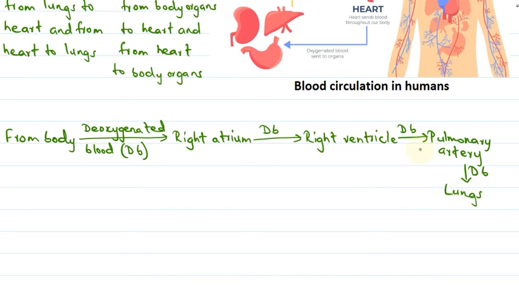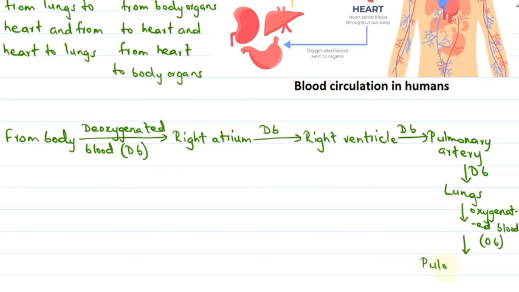So this deoxygenated blood that was rich in carbon dioxide now gets oxygenated, because in lungs the exchange of gases take place. So now this blood is rich in oxygen or it is oxygenated. Oxygenated blood. We can call it OB, that is oxygenated blood. So this oxygenated blood from the lungs, after being rich in oxygen, is carried to left atrium through pulmonary vein.